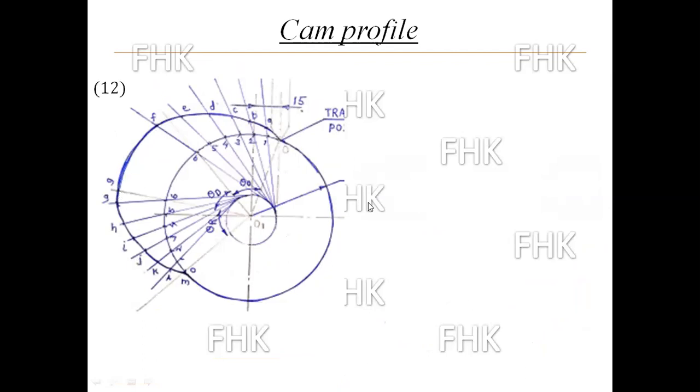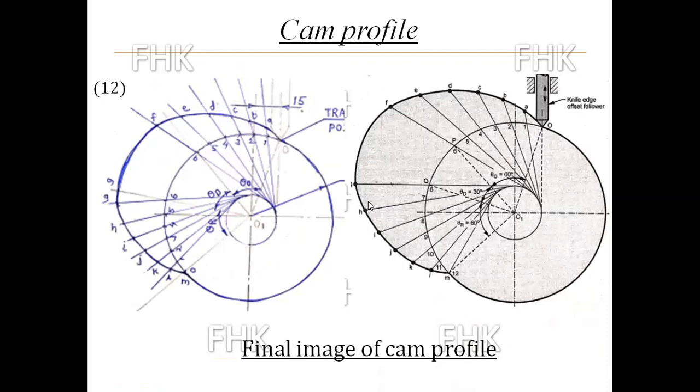If you see the final image of the cam profile, you can see your final answer here. This is the cam profile. O to F is the outward stroke. F to J is the dwell period, which is 30 degrees, and J to M is the return stroke. And M up to the 0 mark is again a dwell period, which is given as 210 degrees in the problem statement. In this way, you have to draw the cam profile for an offset follower.